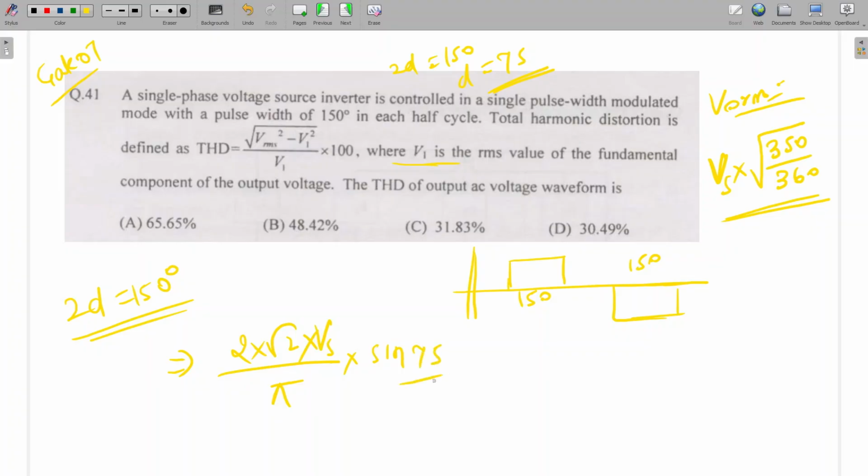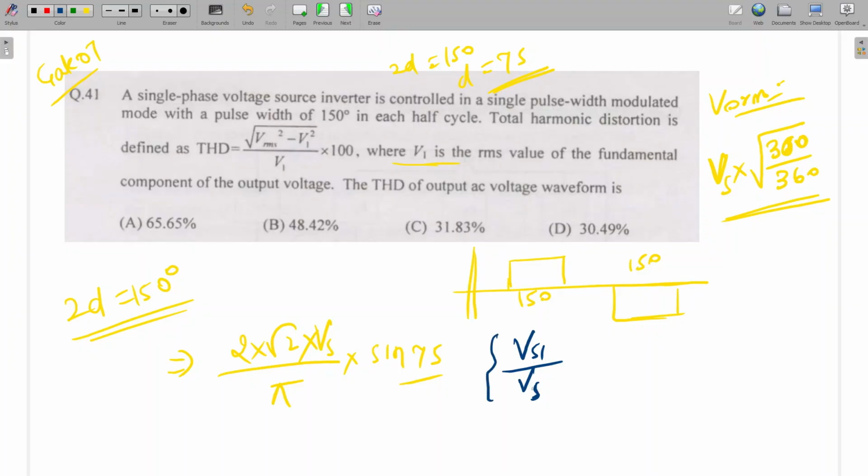Sin 75. Sir, VO RMS will be VS into 300 by 360. Oh, okay, I think I made a mistake. 300 by 360. So what will be the distortion factor? Already I told you, distortion factor. So the distortion factor is V1 fundamental by Vs. Okay. So we'll multiply by this one.